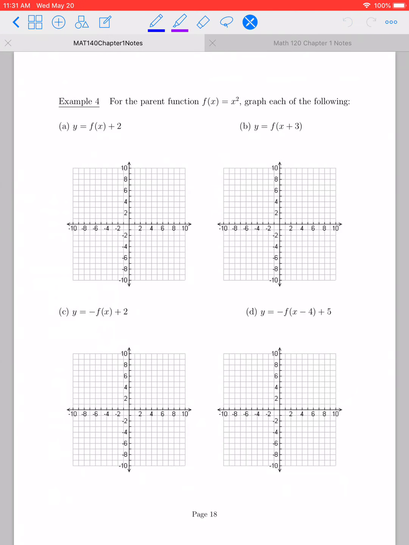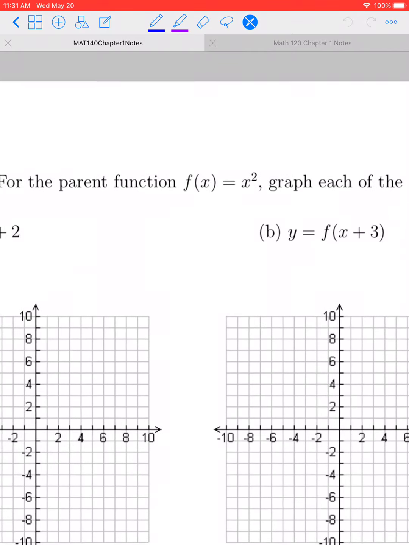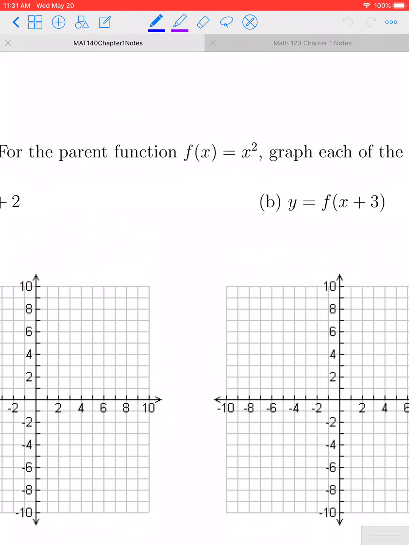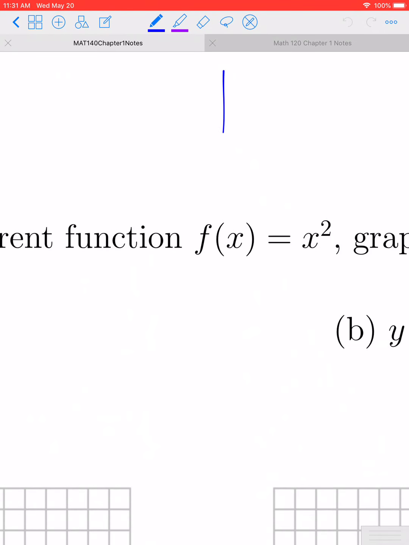Let's take a look at example 4. They say for the parent function f of x equals x squared, graph each of the following. Okay. So the first thing we would have to know is, what does the basic graph of x squared look like? We know that this is going to be our parabola. The vertex is at 0, 0, and it looks something like this.